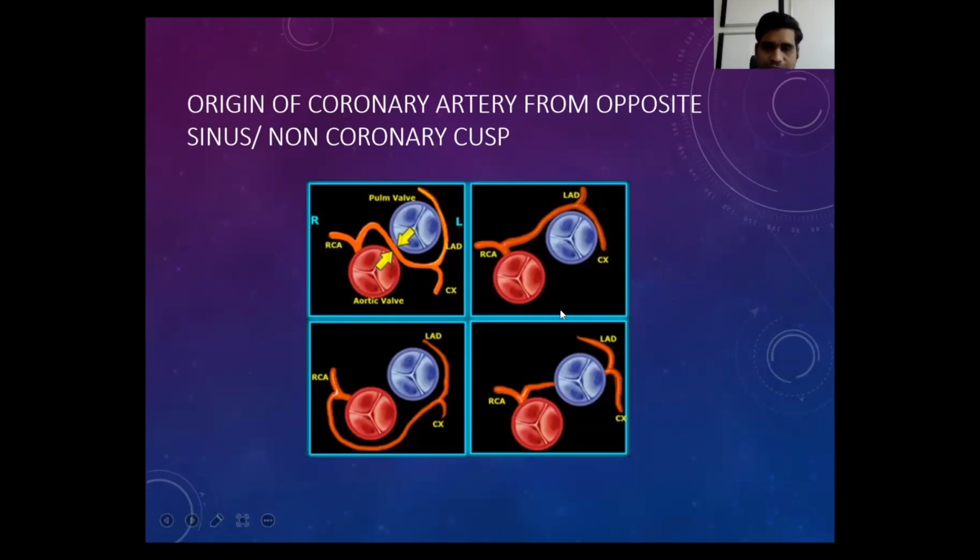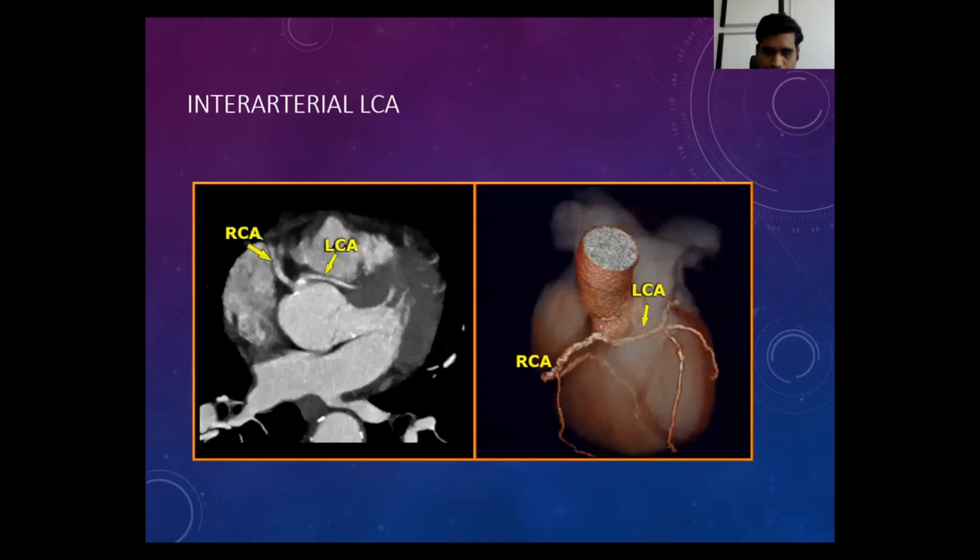The rest of the courses are considered to be benign. So this is pre-pulmonic, this is retroaortic, and this is subpulmonic or septal. Only the interarterial course is considered to be hemodynamically significant. So in this image, you can see the left coronary artery arising from the right coronary sinus with an interarterial course.